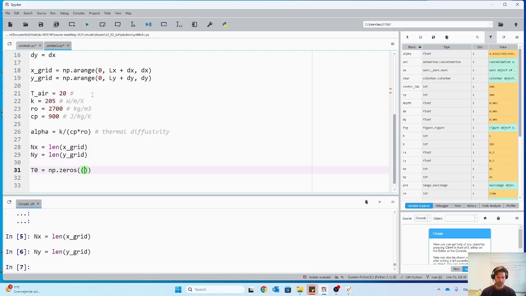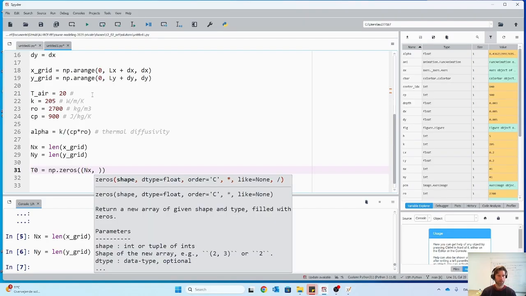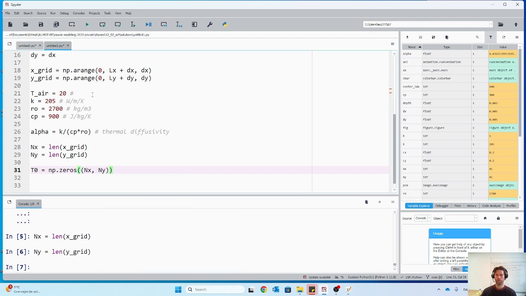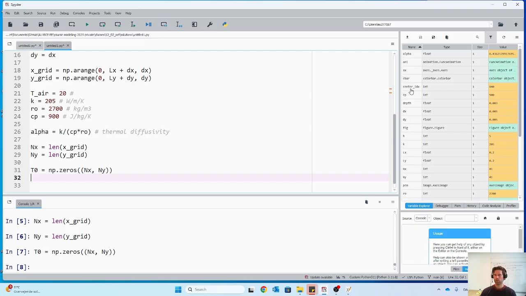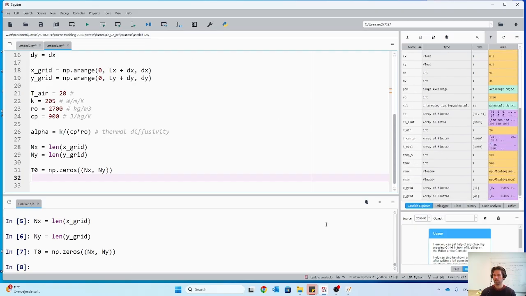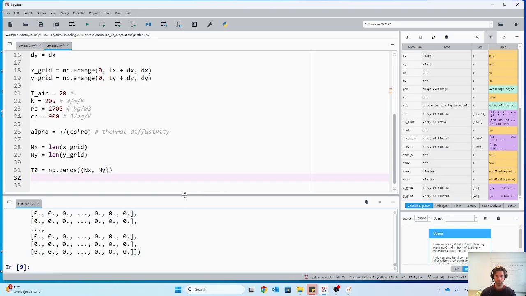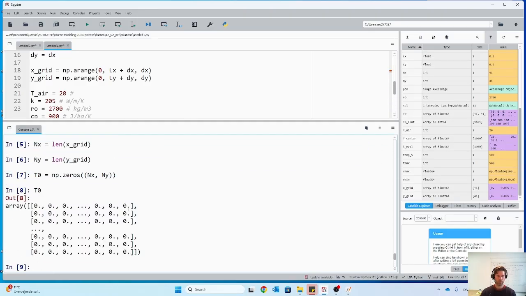And the dimensions of the initial condition is then nx by ny. So we take a look at it. Now we are given a 2D array with a lot of zeros. So right now the temperature is 0 everywhere in the plate.